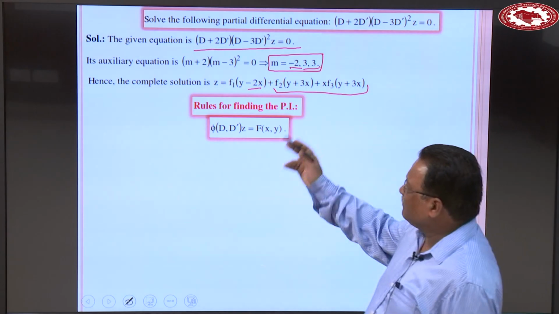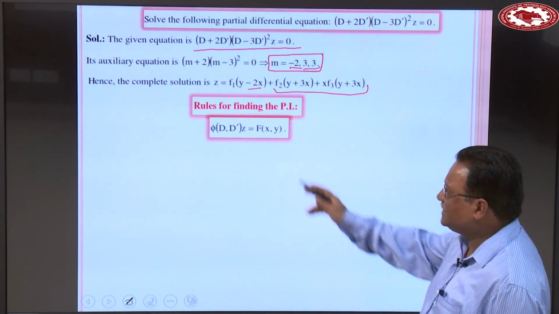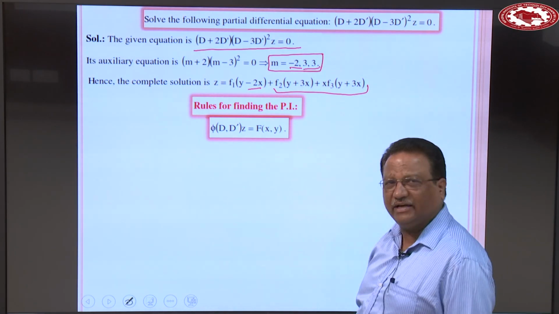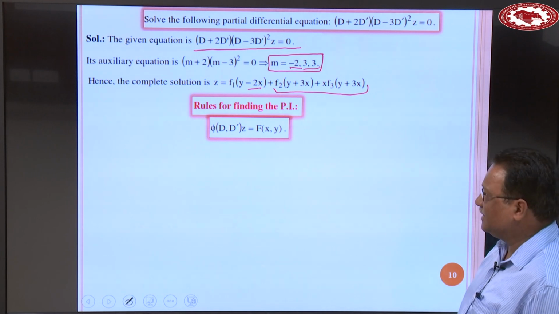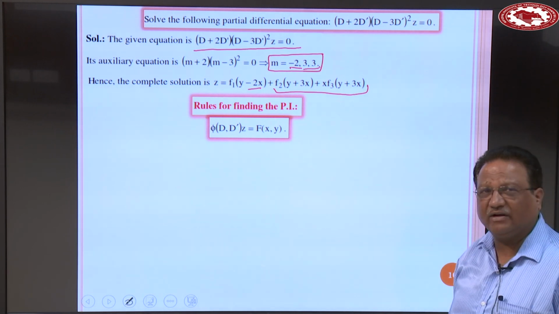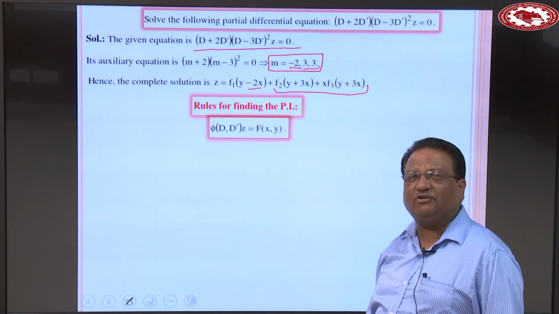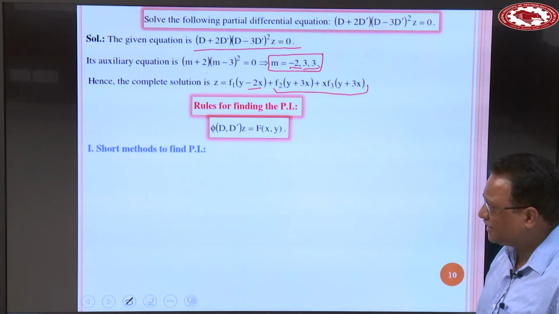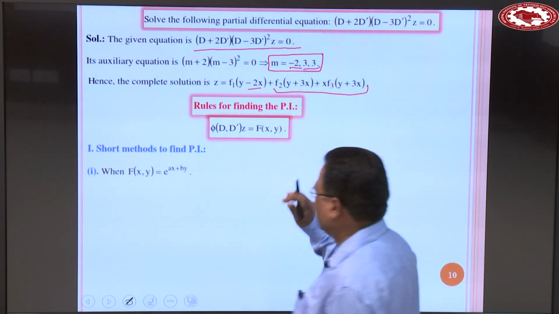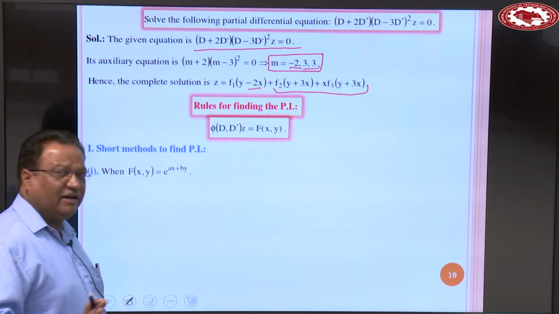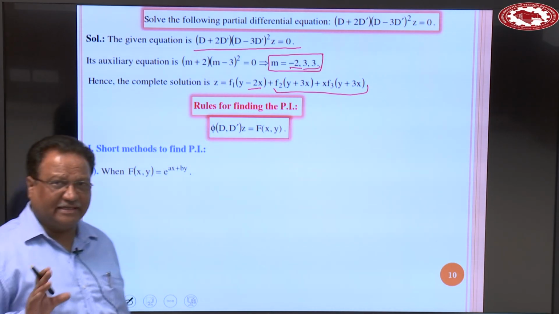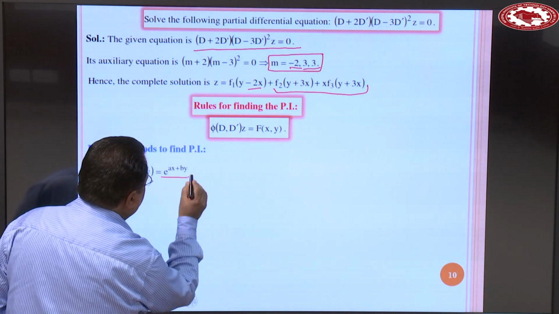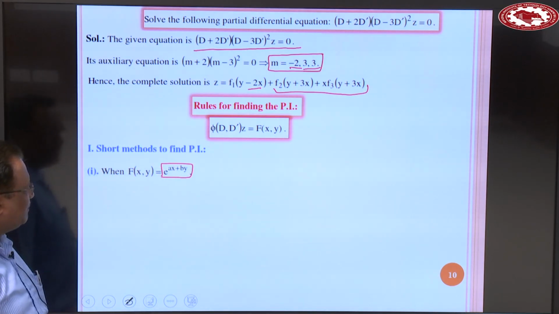Now rules for finding the particular integral. So the right side is a function of x, y, and the left side is as it is, a function of D, D dash, z. So when phi(D, D dash) z is equal to a function of x, y, how can we evaluate the particular solution, meaning the particular integral, of the given type of equations? So first, we have short methods to find the particular integral. In these types of problems we can evaluate the particular integral if f(x, y) is given in a particular form. So let us suppose that this f(x, y) is given as e raised to the power (ax plus by).